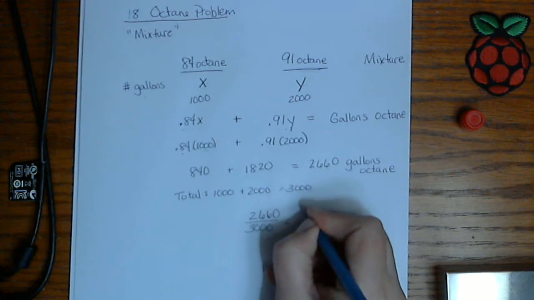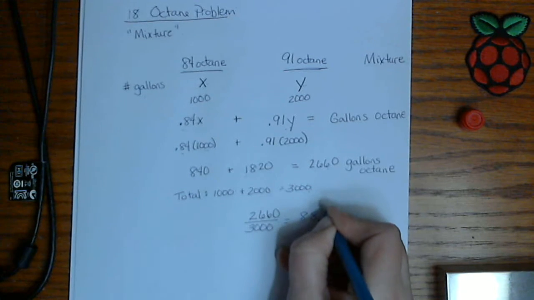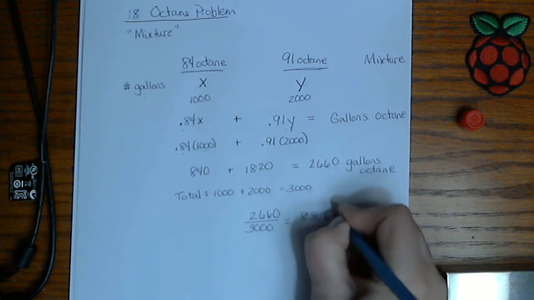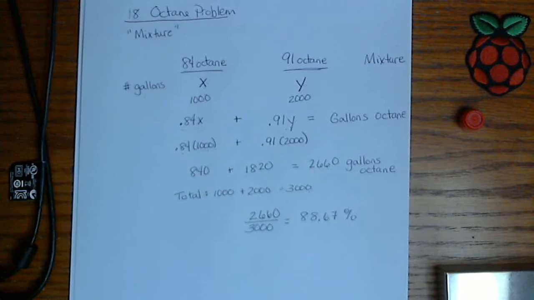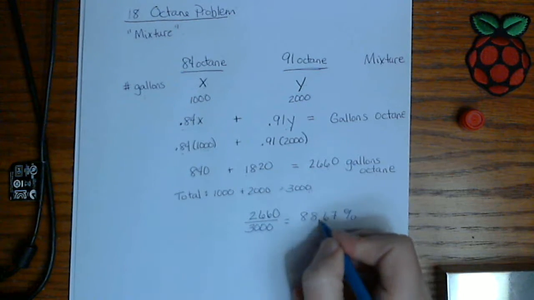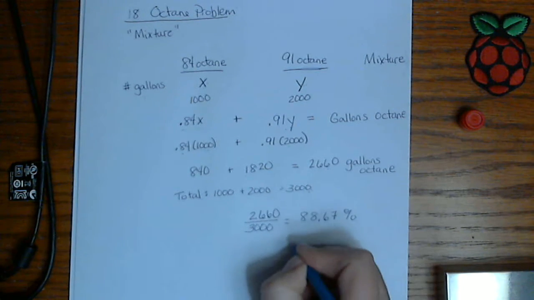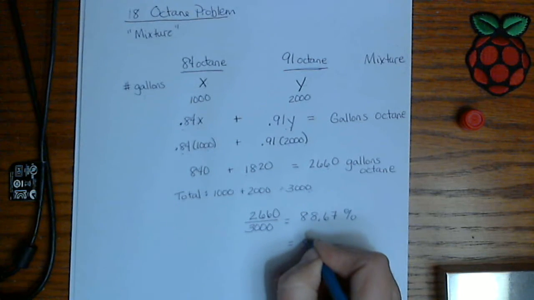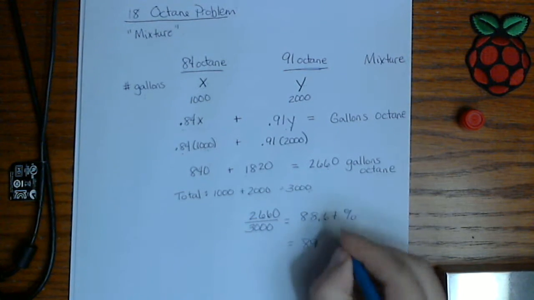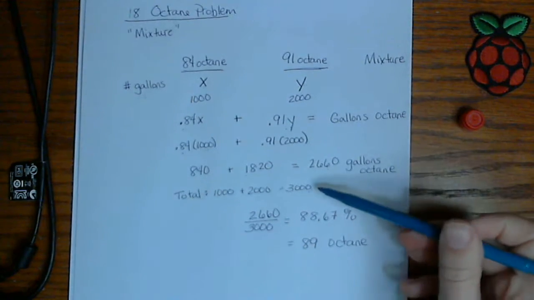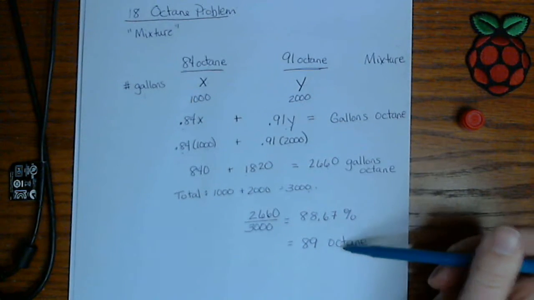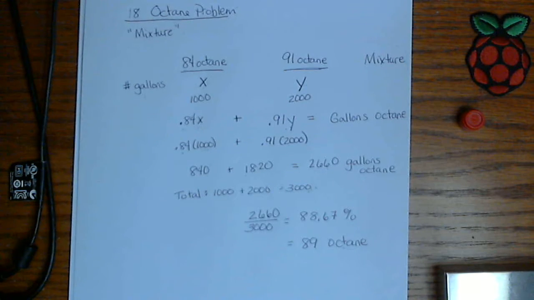And I find out that that is 88.67% octane. They don't tell us exactly what to do with the leftover bit, so I'm going to round it up, and I'm going to say that that octane number would be an 89 octane gasoline. And we have 3,000 gallons of 89 octane gasoline.